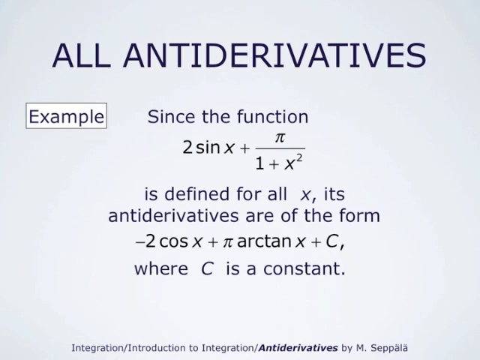Since the function 2 times sine of x plus pi divided by 1 plus x squared is defined for all values of x, it is defined on an interval. Therefore, all of its antiderivatives are of this form, this special antiderivative that we figured out plus a constant, that is minus 2 times cosine of x plus pi times arctangent of x plus C, where C is a constant.